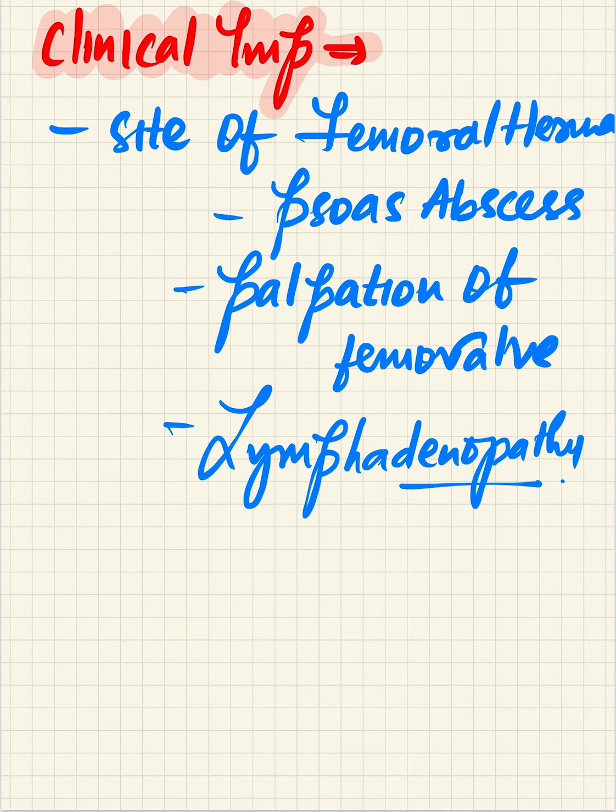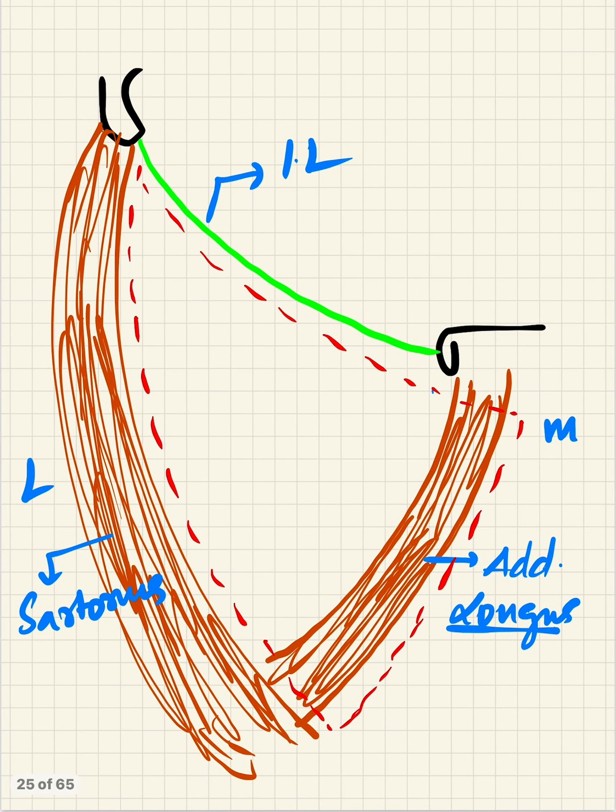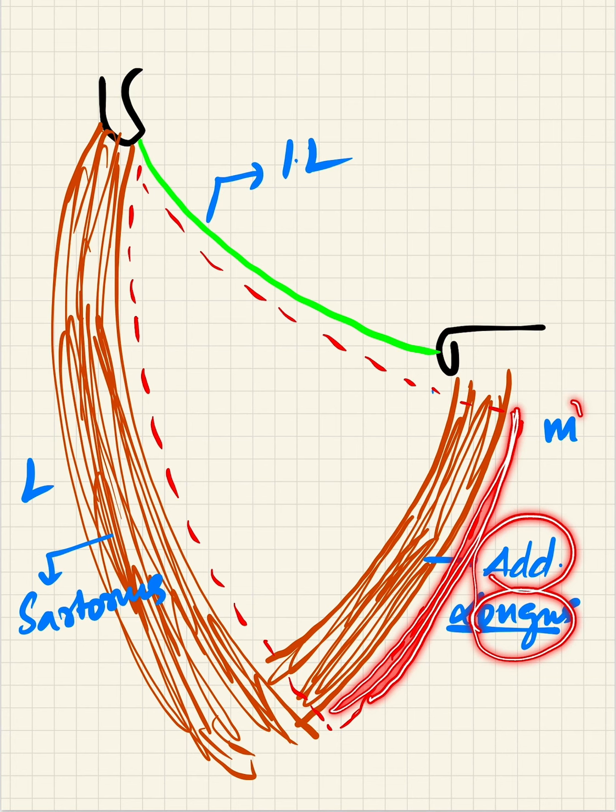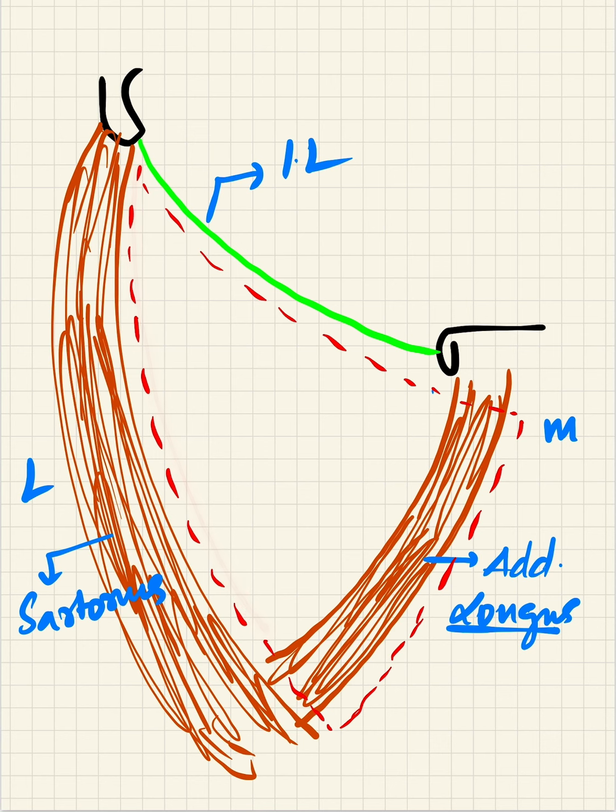Now coming to the boundaries of the femoral triangle. This is the base, formed by the inguinal ligament. The medial border is formed by the medial border of the adductor longus, and the lateral boundary is formed by the medial border of the sartorius. So here you might wonder, why can't this become a boundary? Why is only this becoming a boundary?